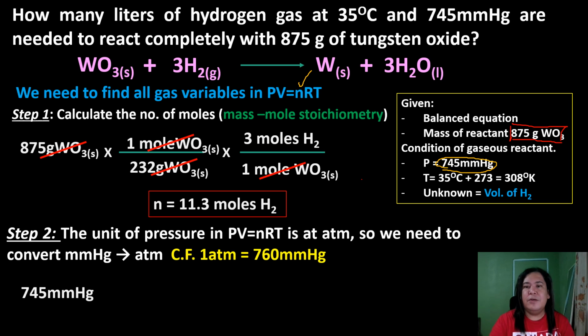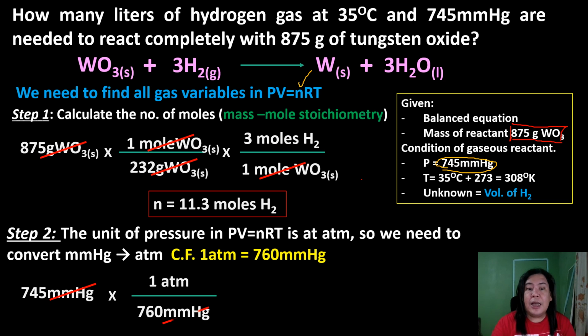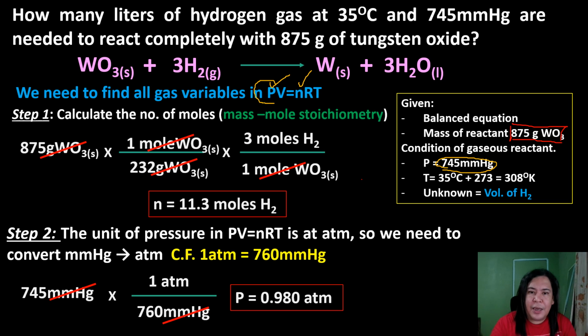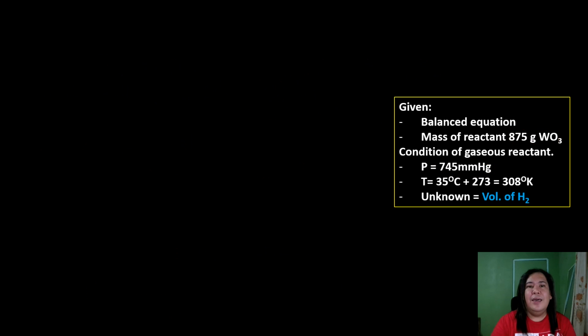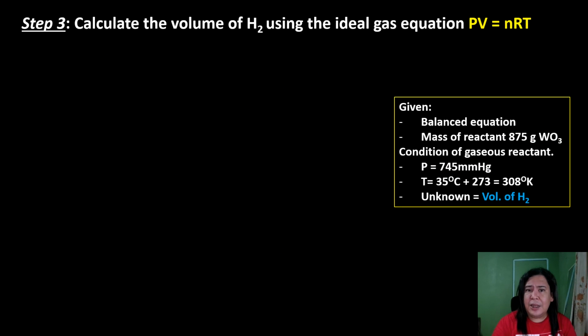Okay, this is 745. And multiply it by the conversion factor. So yung unit label natin is for every 1 atm, there is 760 millimeters of mercury. Cancel the unit of millimeters of mercury and you will get 0.980 atmospheric pressure. So meron na kayong pressure sa PV=nRT. Okay? Next. Then calculate the volume of hydrogen gas using the ideal gas equation.